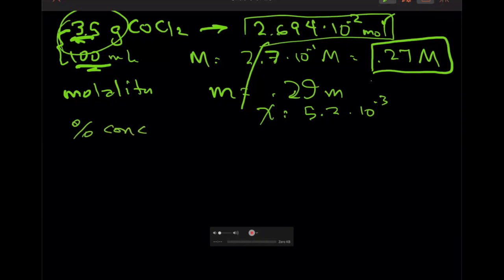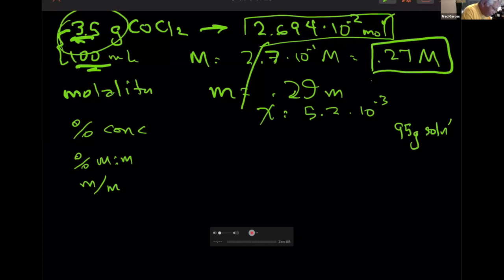This is probably the easiest. We know that the solution is 95 grams. So percent by mass, sometimes we write it m/m, is 3.5 over 95 times 100. Now, you might say to yourself, but I thought we had 100 milliliters of solution. Yeah, we have 100 milliliters of solution, but the solution only weighs 95 because the density is 0.95 grams per mL. Okay? So please keep that in mind. This is the mass of the solution. This is the mass of the solute. And so if we do that, take 3.5 and divide by 95, and multiply by 100. That way we get our percent.